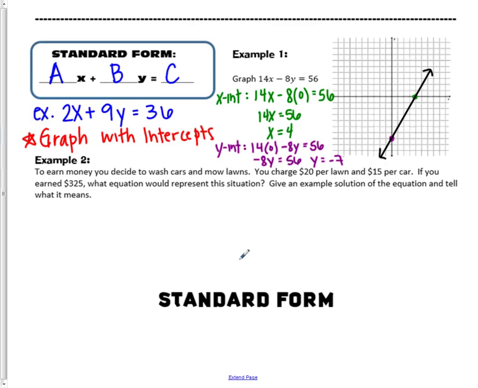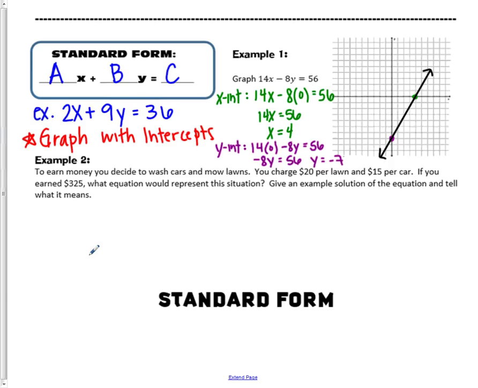The next thing is looking at a real world type problem, okay? It says, what equation would represent this situation? If you're earning money by washing cars and mowing lawns, you charge $20 per lawn and $15 per car. If you earn $325, what equation would represent this situation?